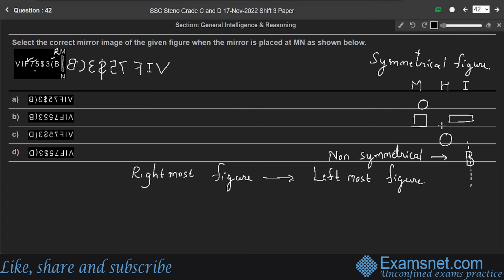Therefore, the image of the given figure is, among the 4 options, look at option A, in which the image of B, arc, 3 and dollar symbol, 7, F, I and V. So option A is exactly the mirror image of the given figure.